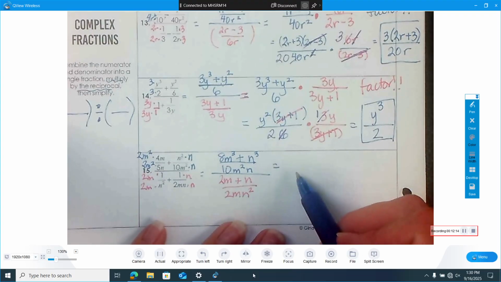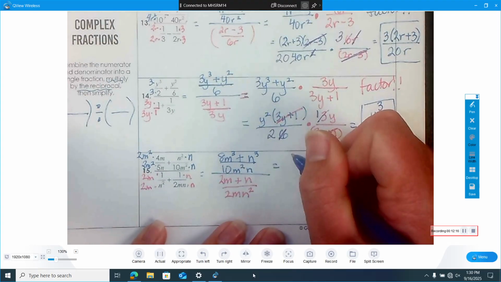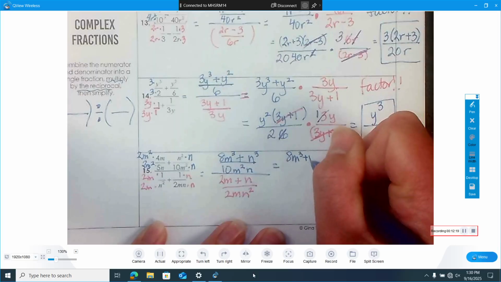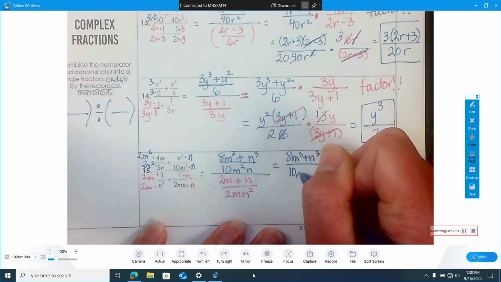All right. I'm going to change flip now. So I have 8m cubed plus n cubed over 10m squared.